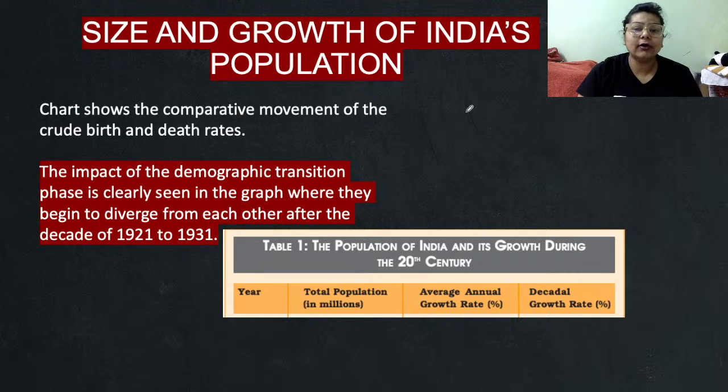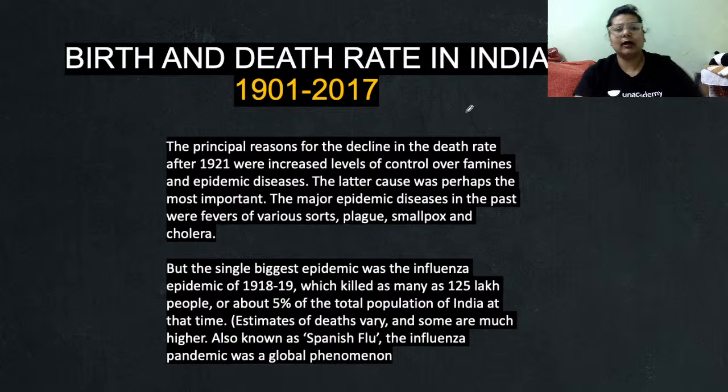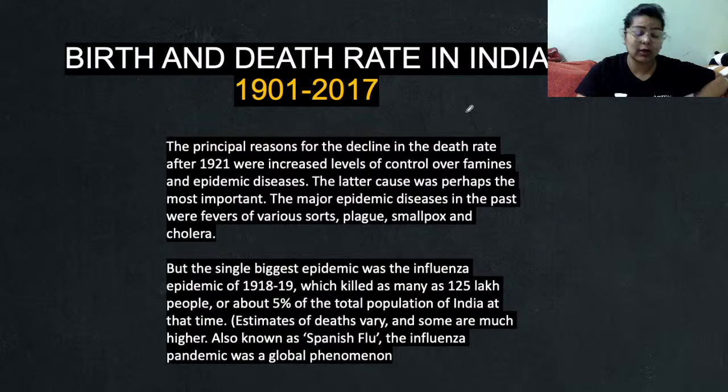The chart in your book, as I told you, gives you an idea about the population and growth during the 20th century. Please go through it and make sure that you are at least well versed with the numbers and the figures, because CBSE is giving a maximum of one-line and 2-mark questions from the boxes also, in terms of the examples. So do not miss them. The 1901 and 2017 chart of the death rate and the birth rate in India.